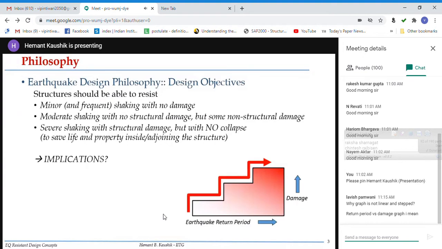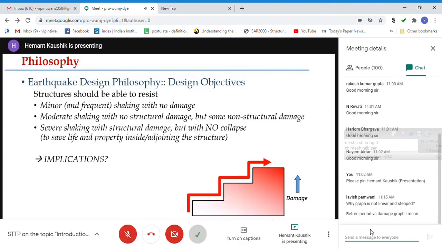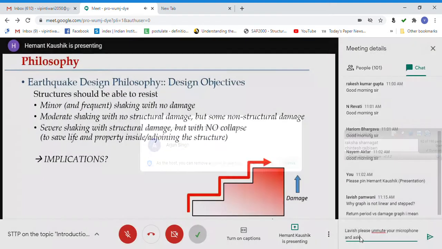That is why this figure shows here that with increasing return period, the damage increases. Okay, so bigger earthquakes, of course, there will be more damage, but the next philosophy, the next objective of earthquake design is moderate shaking. There should not be structural damage, but then we expect non-structural damage.